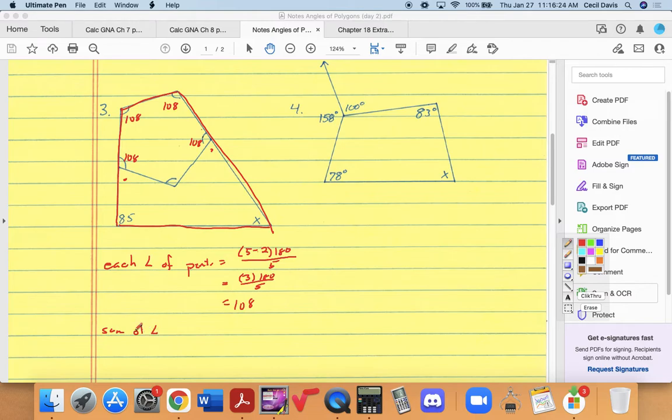So the sum of the angles of the quadrilateral, that's going to be 4 minus 2 times 180 is 360. And so far we've got 108, another 108, x, and 85. Let's see, that's 216 plus 85 is 301.